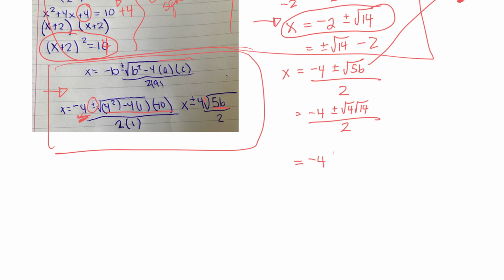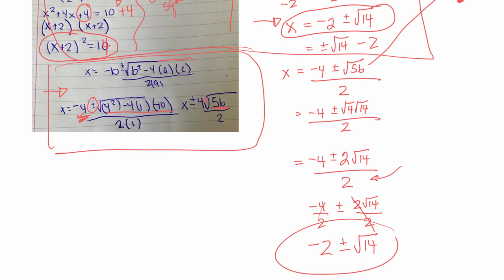So minus 4 plus or minus root of 4 is 2, root 14 all over 2. Now I'll use this as a common denominator. So it'll be minus 4 over 2 plus or minus 2 root 14 over 2. And then minus 4 divided by 2 is minus 2 plus or minus. Then these 2's cancel out. I'm left with root 14. And that's the same answer as I got up top there.